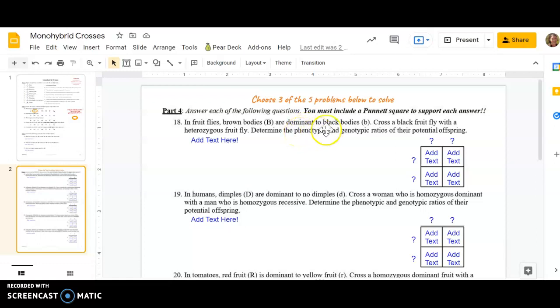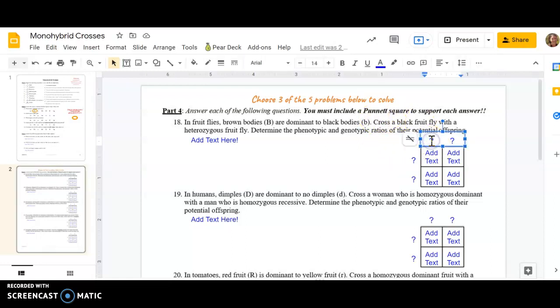So phenotypic is physical appearance, genotypic is the genetic combo, and they want you to show it in ratios of their offspring. So let's set this up first. So cross a black fruit fly. Well, we know that black is symbolized by lowercase b.